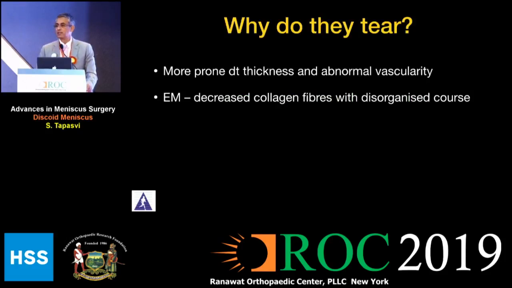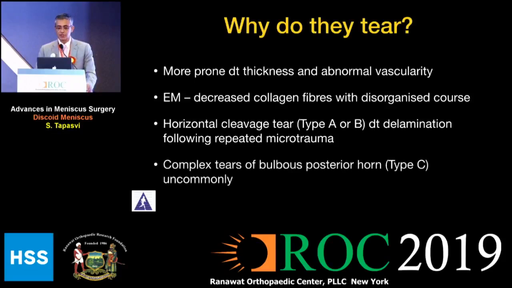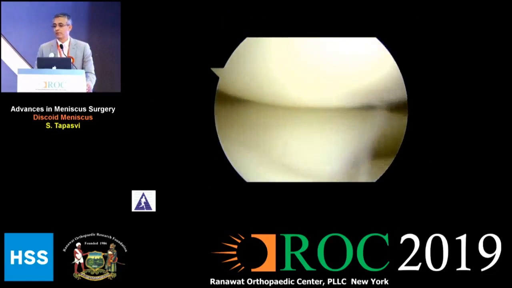So why do these discoid lateral menisci tear quite easily? The reason is the abnormal thickness and the abnormal vascularity. And the typical tear that you will notice is going to be a horizontal cleavage type of tear, and this happens as a result of delamination, and sometimes as you leave it going, then you may start getting complex tears as well, which then make them more difficult, or not that amenable to a proper surgical repair.